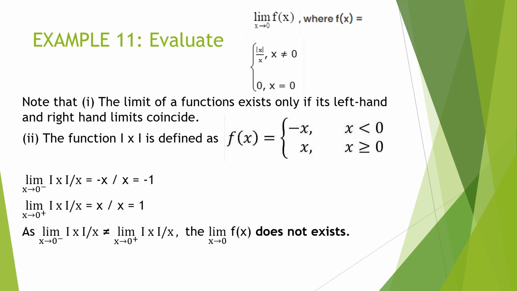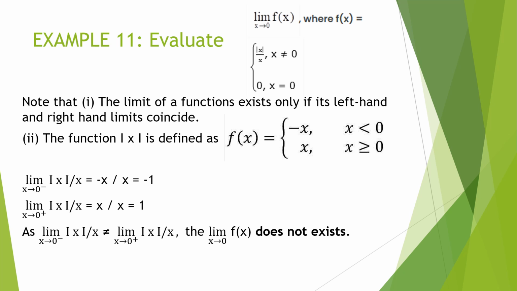The function mod x is defined as minus x if x is less than 0. Suppose you are having mod of minus 5, then that is equal to 5, because over here your x is less than 0, so your function value is minus of minus 5, which is 5. In short, the mod x function is defined in this manner: f(x) is equal to minus x if x is less than 0, and is equal to x if x is greater than or equal to 0.